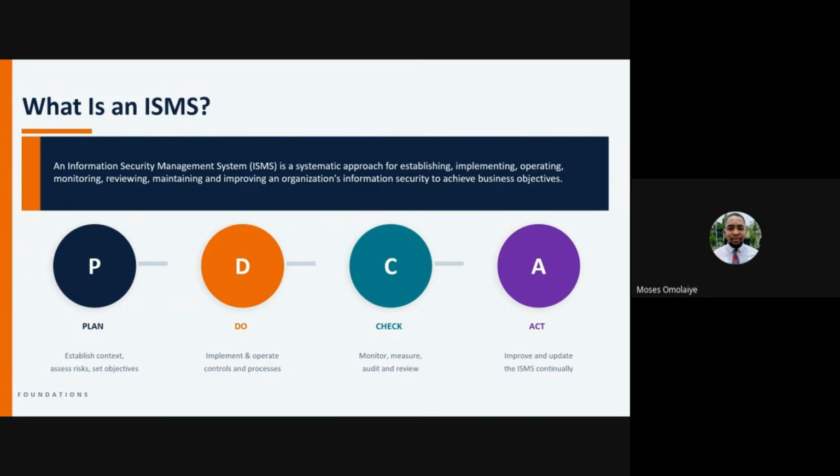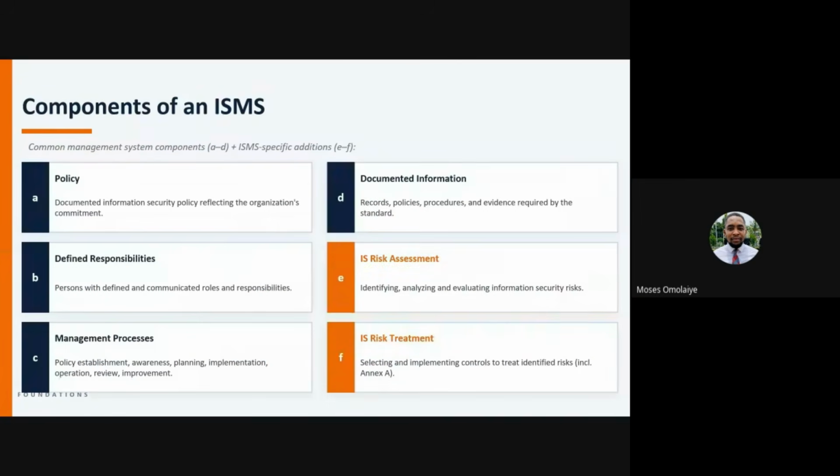Then you check, you monitor, measure, audit, and review. So after implementing, you run it for a while. You do things like internal audits, so that if there are any gaps, you can note them down, and it takes us to the next phase, which is to act, meaning that after you've done your checks, if there are any gaps, you improve and update the ISMS continually. So that is why you see that things like audits are done annually, biannually, just depending on what the management chooses as an organization.